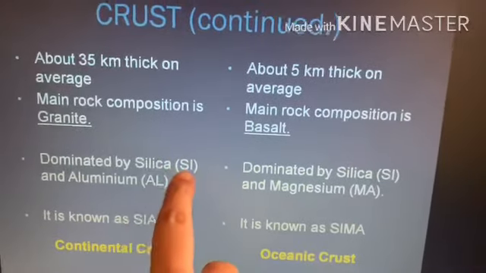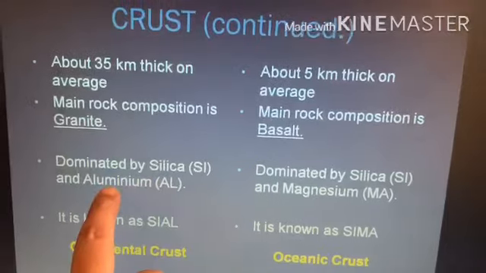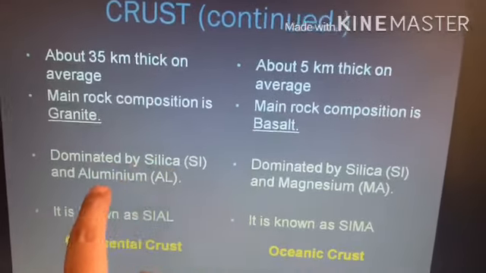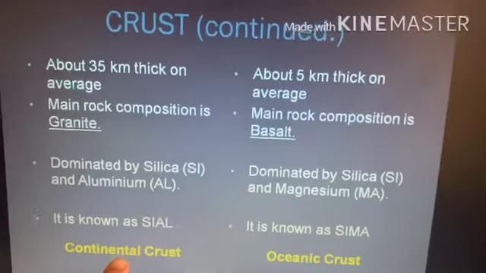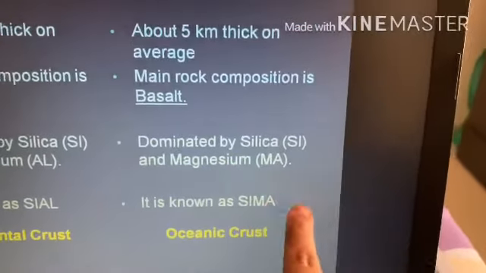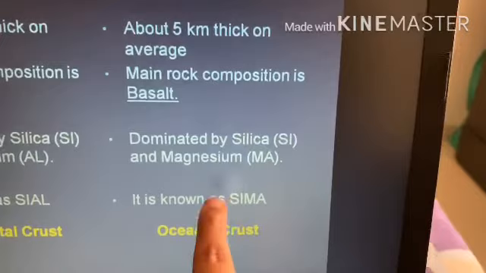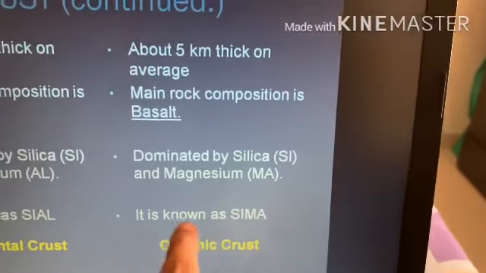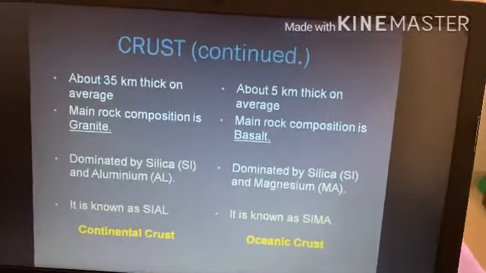Sial, Si means silica, Al means aluminium. Okay, dominated by silica and aluminium, that's why this is known as the Sial. And now just say that Sima, Si means silica and Ma means magnesium. So this is known as Sima. Okay, understand?